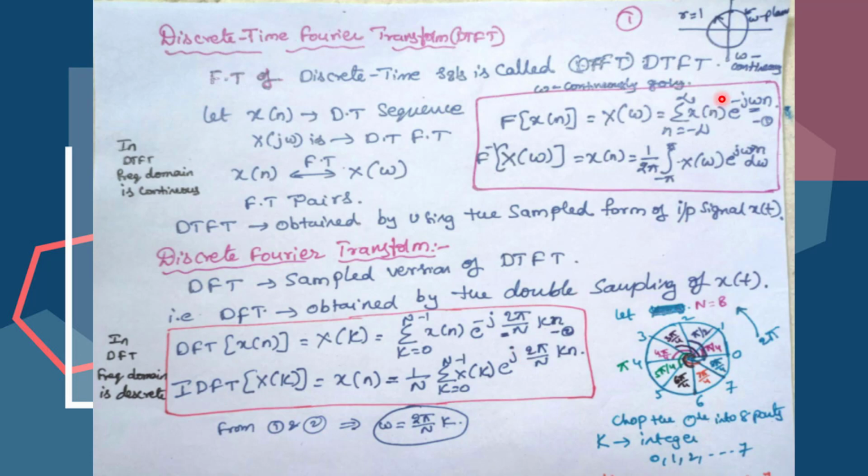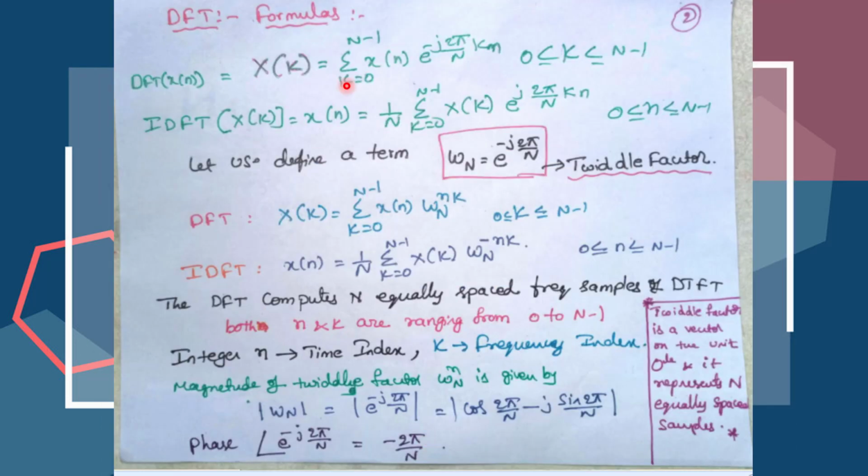From this and this equation, e raised to minus j omega n and e raised to minus j 2 pi by N k n, from these two equations we can write omega equal to 2 pi by N k. k is an integer, N is the period. These are the discrete Fourier transform formulas.